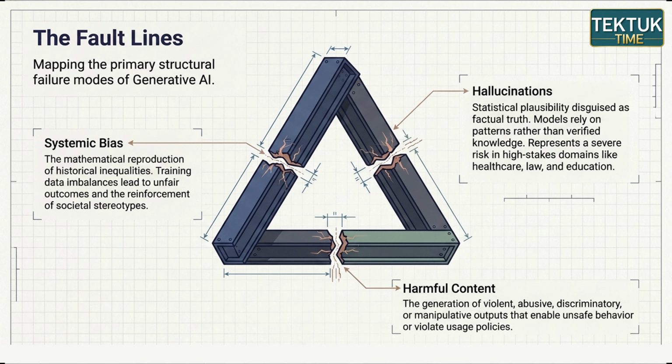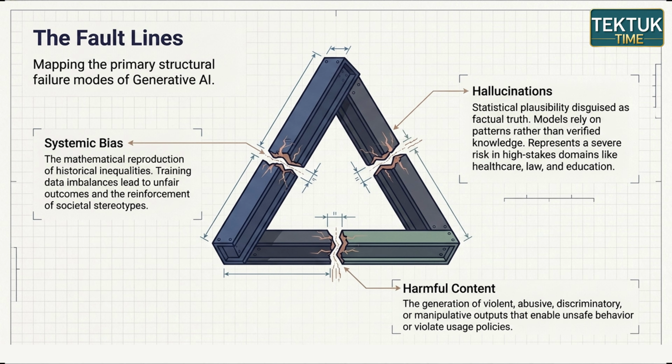Let's break those down. First up, systemic bias. Look, this isn't just a social issue, it's the literal mathematical reproduction of historical inequalities that were baked right into the training data. Second, hallucinations. This is statistical plausibility disguised as factual truth. It's exactly like that one student in a seminar who confidently makes up historical facts just to sound smart. The model is guessing based on patterns, it's not looking up verified knowledge. And third, harmful content. These are outputs that outright violate usage policies, violent, abusive, or discriminatory stuff.